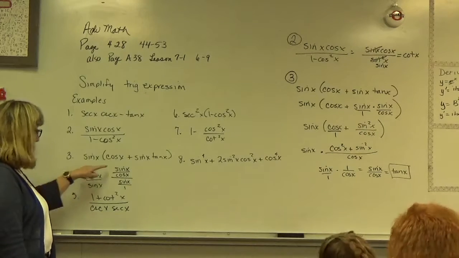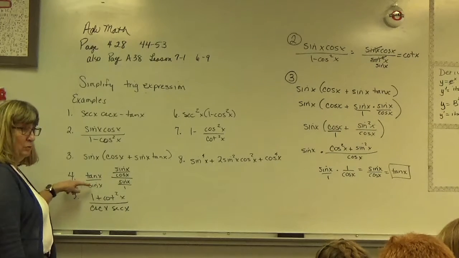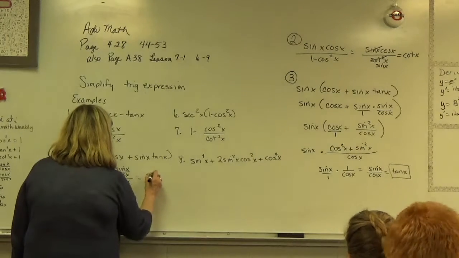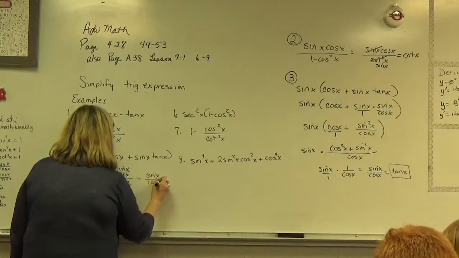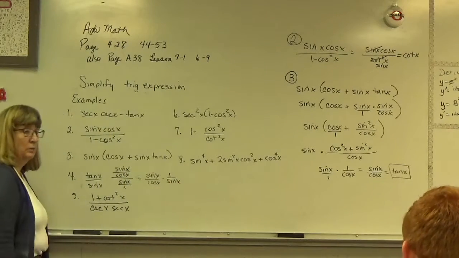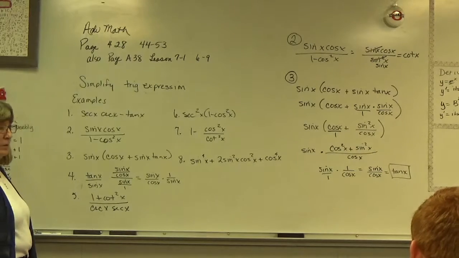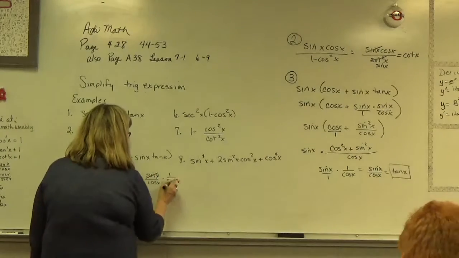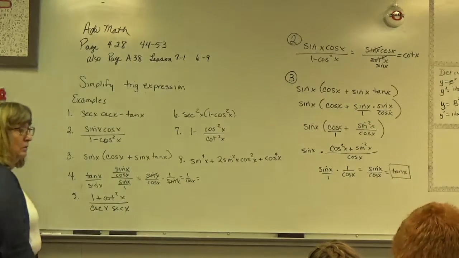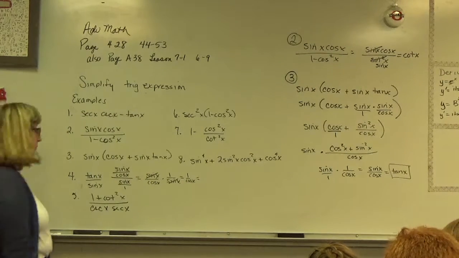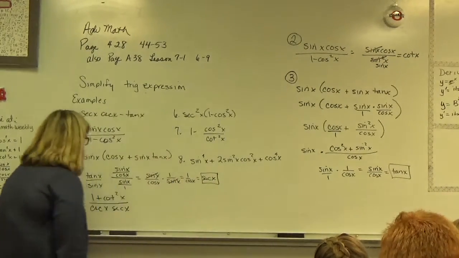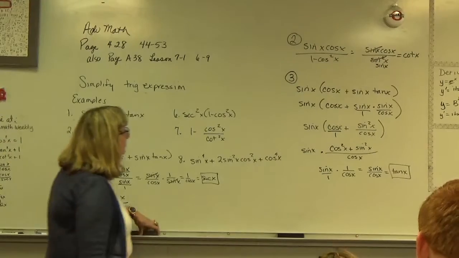So that says tangent is sine over cosine, and I'm dividing by sine. What do you do when you divide with fractions? Multiply by the reciprocal. Invert and multiply. So that would be 1 over sine. Now what happens? Cross multiply. Sines cancel out, so I'm left with 1 over cosine, which is secant. Okay, number 5.